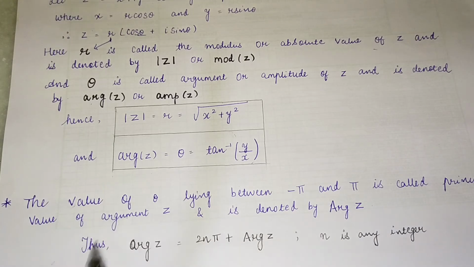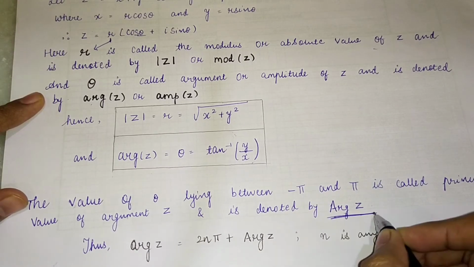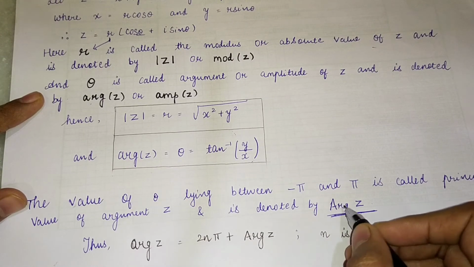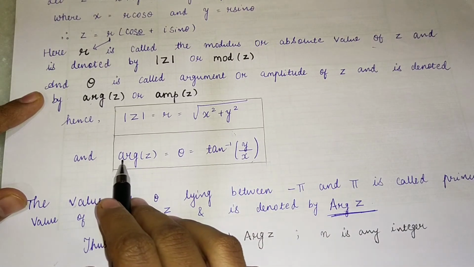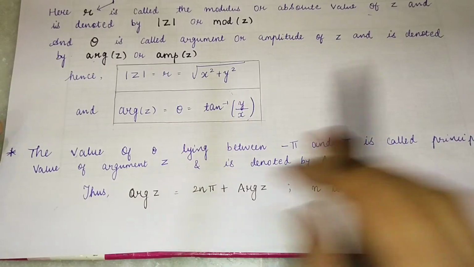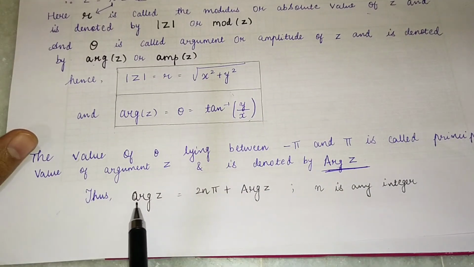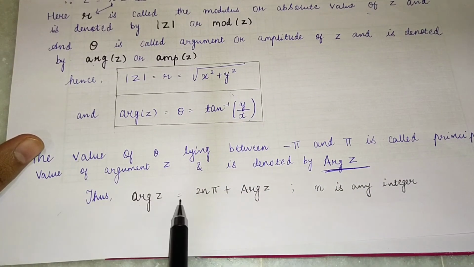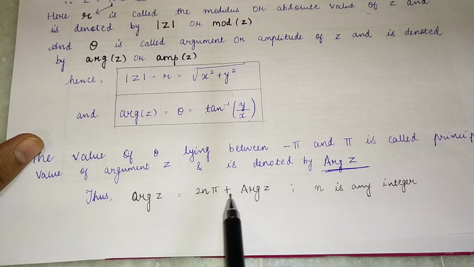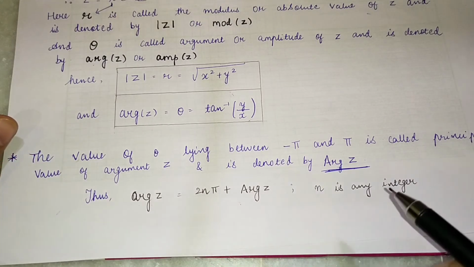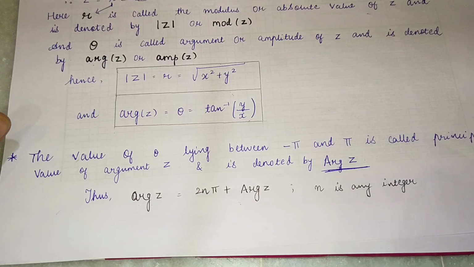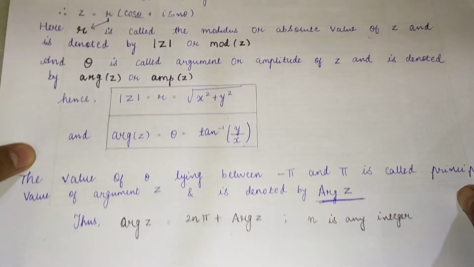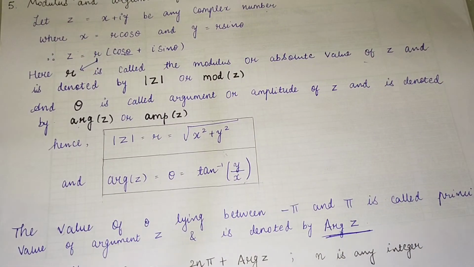Principal value of argument is denoted by capital Arg z, while here the small arg was used. So we can say that small arg z is equivalent to 2nπ plus capital Arg z, where n can be any integer. Now we will see the properties of modulus.